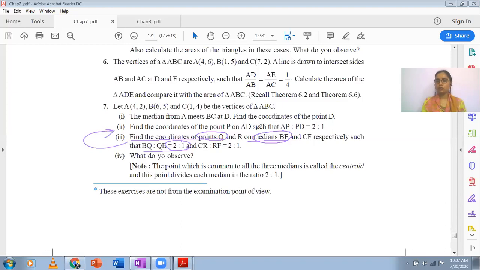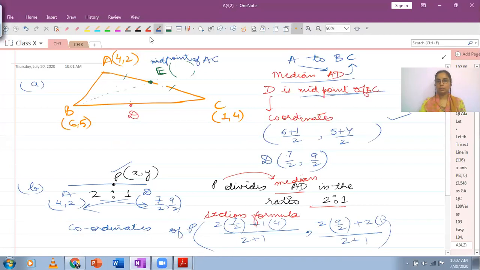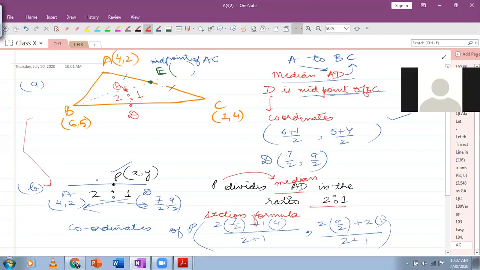What you did earlier for AD, you have to do the same for the other two medians as well. On this median over here, the median BE, you have a point Q. There is some point on it, Q, and the ratio is 2:1. So doesn't it look like the same question, this one? Yes, ma'am. So you will use section formula to find out the coordinates of Q.